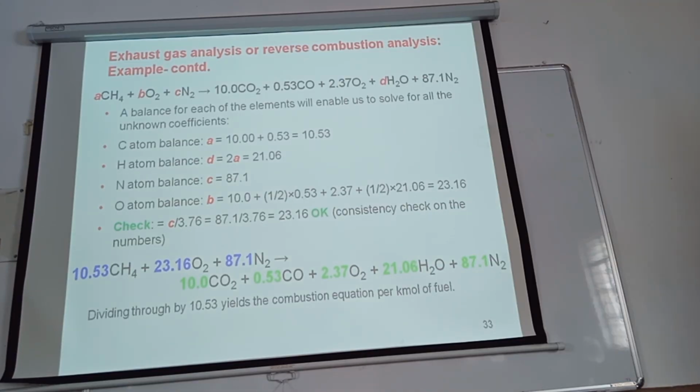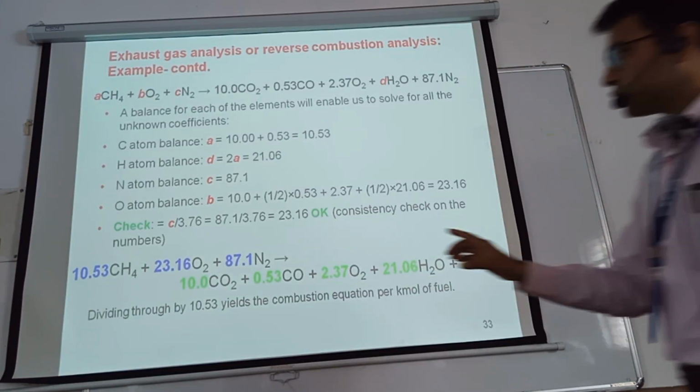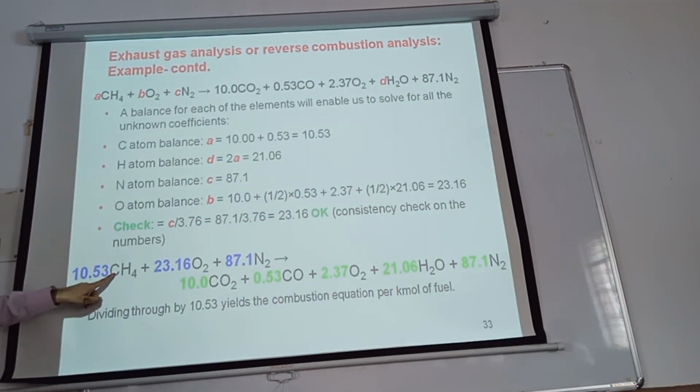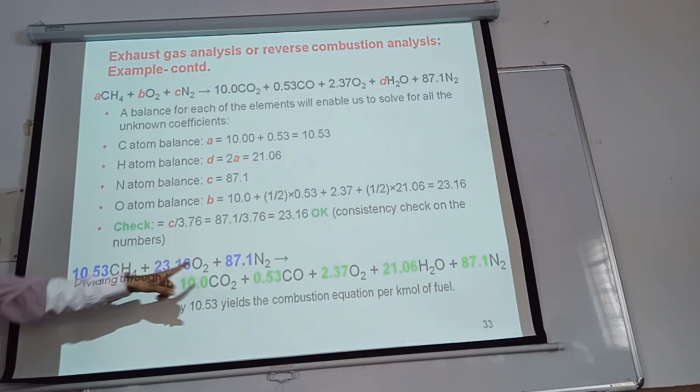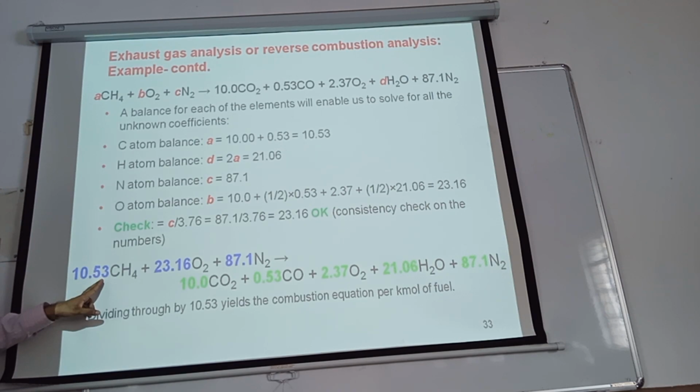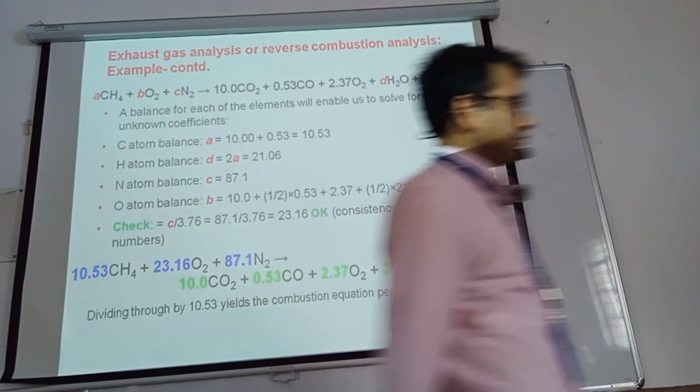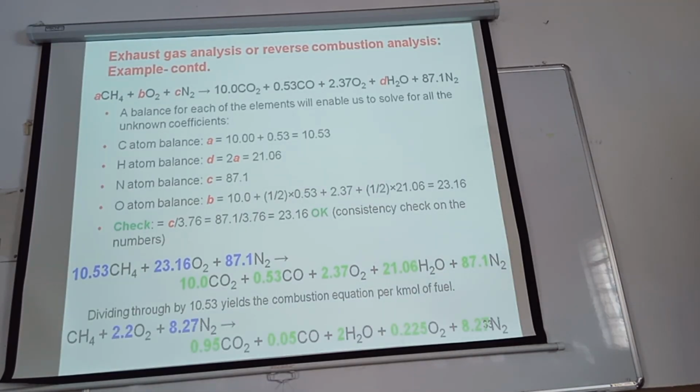Dividing through by 10.53, what are we doing basically? We are writing the chemical reaction for 1 kilomole of the fuel. So on the left hand side you have 10.53. If you divide the whole chemical reaction equation by 10.53, then you will get the chemical reaction for 1 kilomole of the fuel. Generally that we do, right? So we can write it. That is the final reaction.